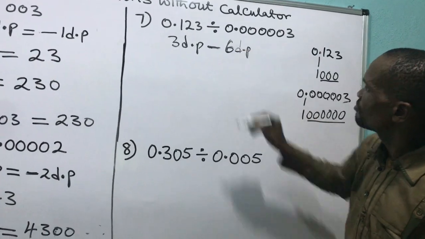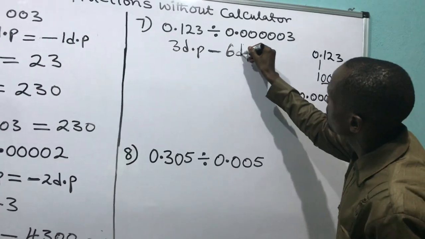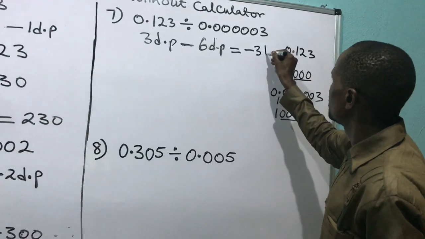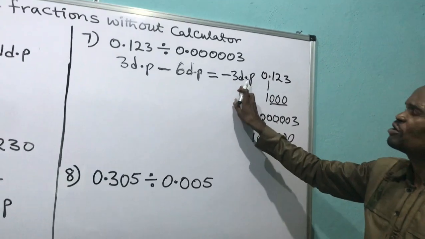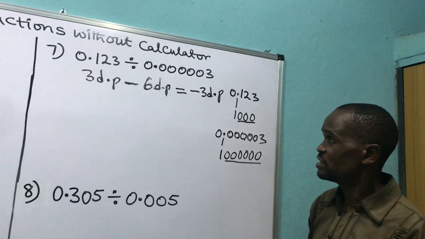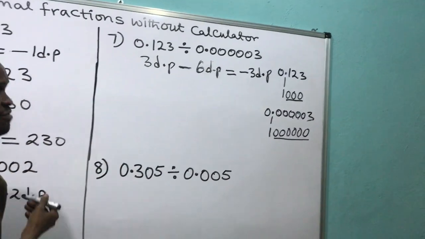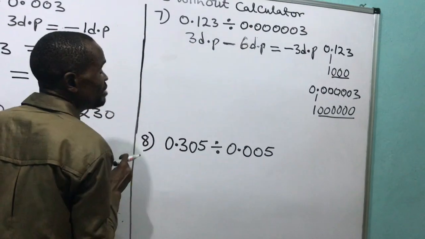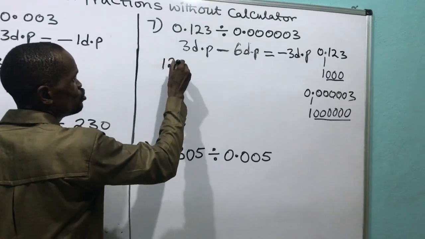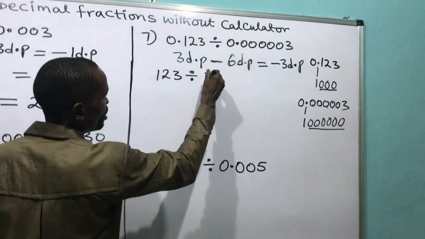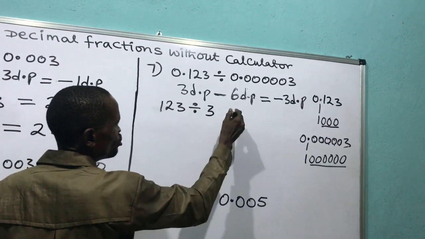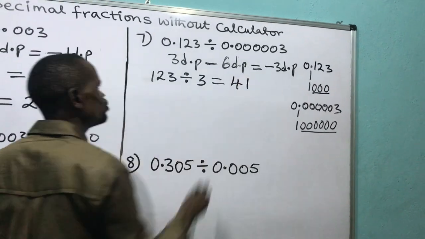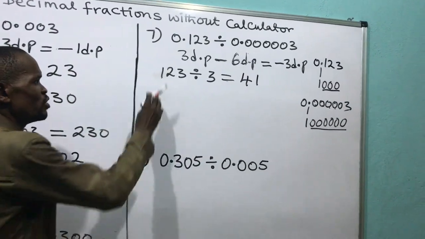That means I have 3 minus 6 decimal places. 3 minus 6 decimal places will give me a total of minus 3 decimal places. Then I'm going to divide this as if they are not decimal fractions. I'm going to have 123 divided by 3. 3 goes into 12, 4, and 3 goes into 3, 1, which will give me 41.